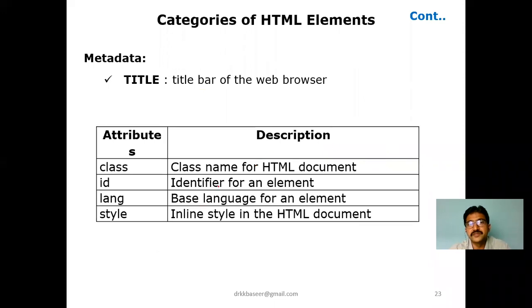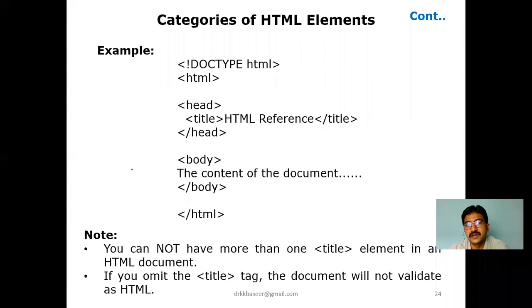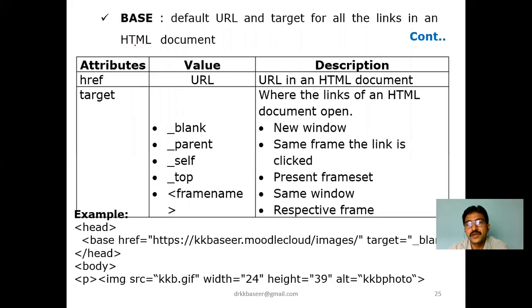So the attributes for the title, as we have already discussed, are class, ID, language, style. Title is an element, agree? So for title, again, we have different attributes like class, ID, language, style. And this is one example for title. We have already seen the HTML references.